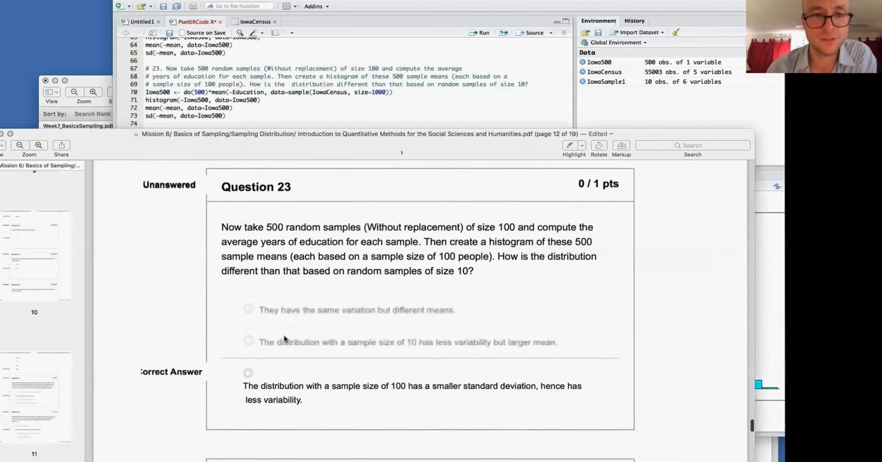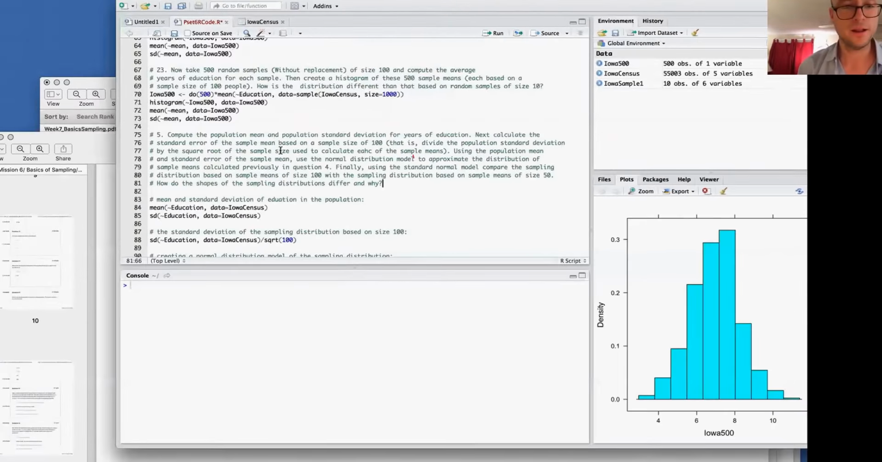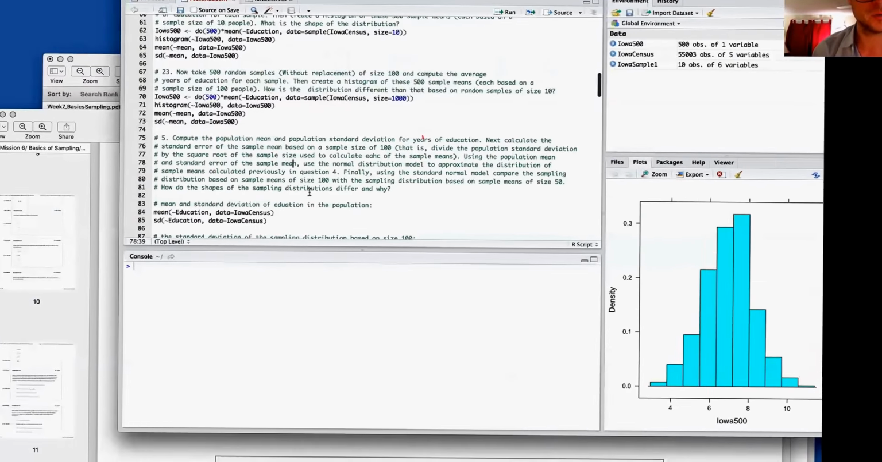Okay, question 23. We're going to increase the sample size now. We're going to increase the sample size to 100.